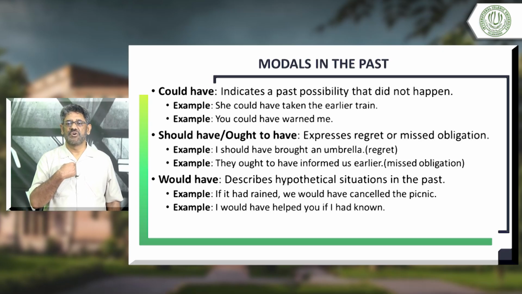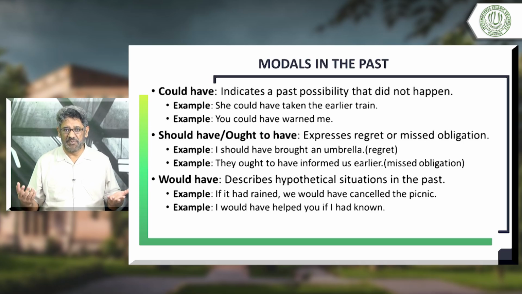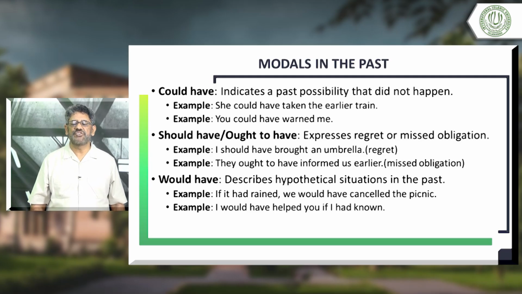Okay, it was their moral duty to tell me about this. That's a missed obligation. They ought to have informed us earlier, but they did not inform us and we were put in trouble. Right? Would have describes hypothetical situations in the past.